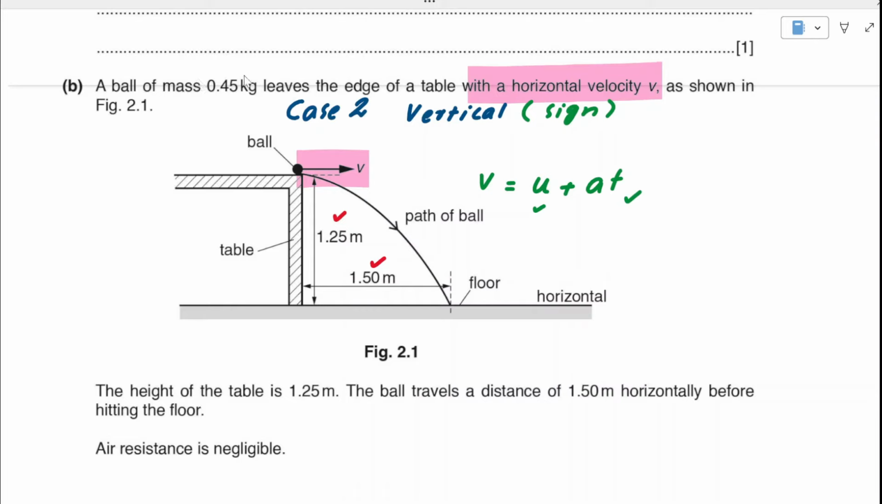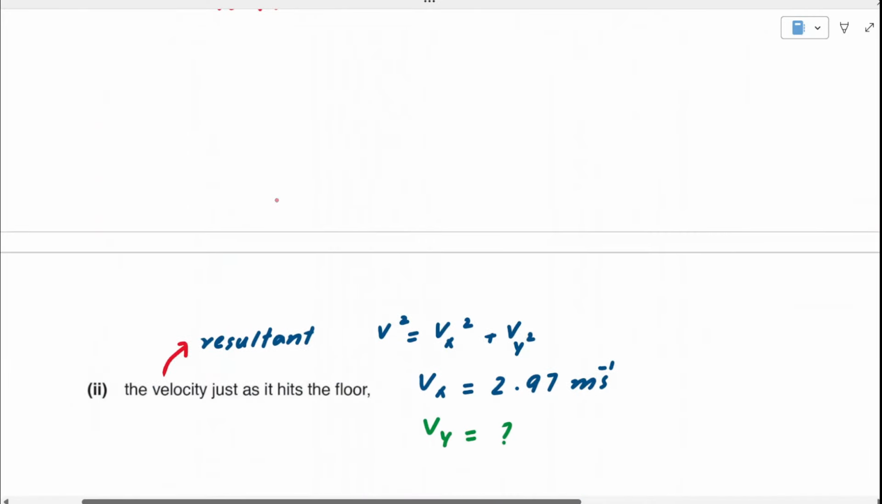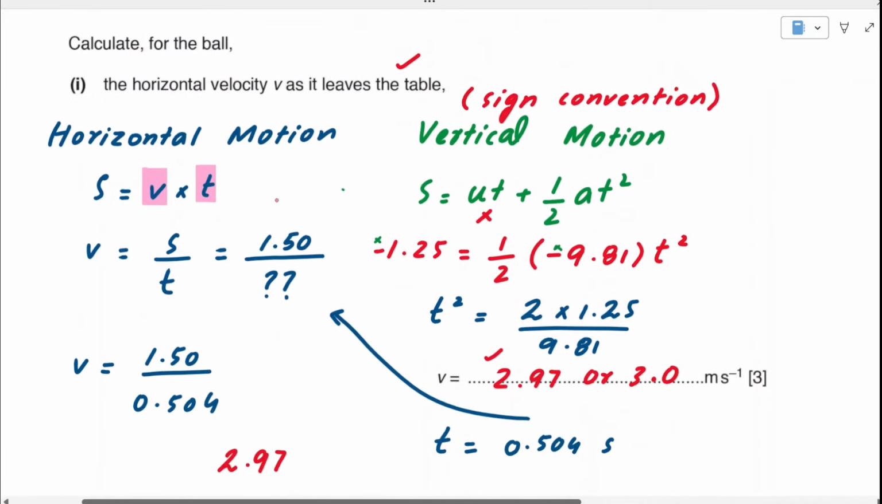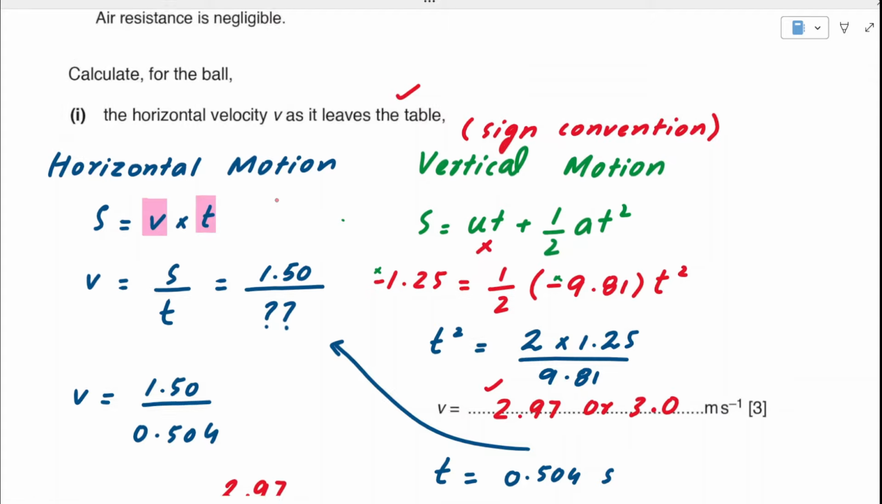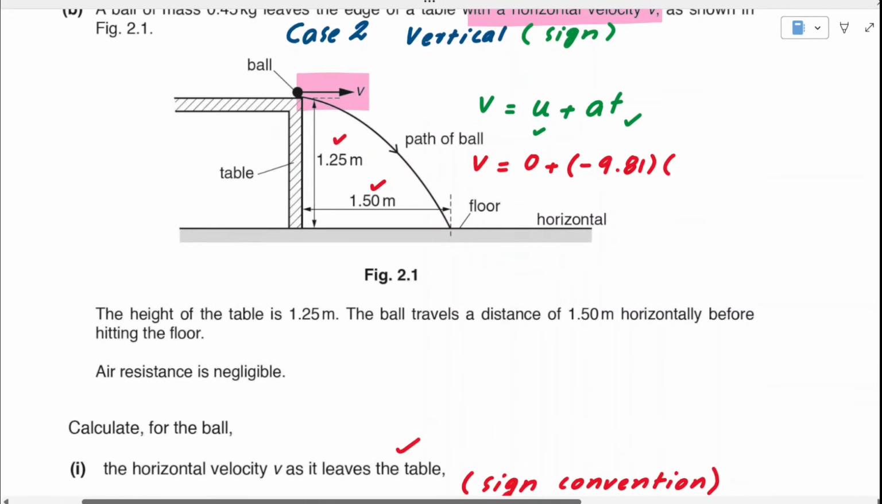So let me write down the equation here. Let me insert the values. U would be 0. Initial vertical component of the velocity was 0. A would be minus 9.81. And the value of time would be how long it takes the ball to go from here to the floor. As it hits the floor, it takes 0.504 seconds.